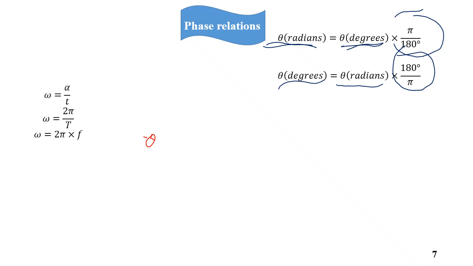We have omega, which is the angular speed, or the angle covered in 1 second, equals the angle divided by time. For a complete cycle, the angle equals 2 pi, and the time for one cycle equals T capital, the periodic time. 1 over T capital is equal to frequency, then omega equals 2 pi times the frequency.